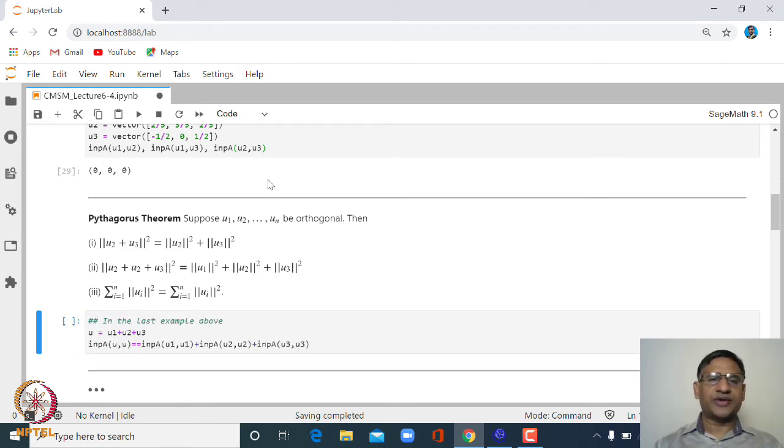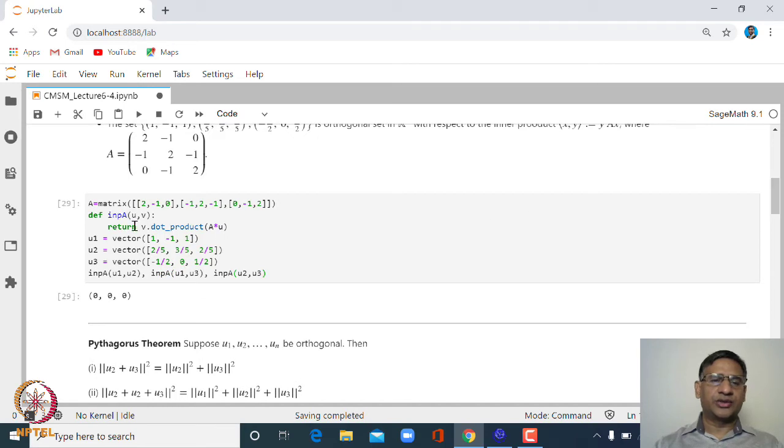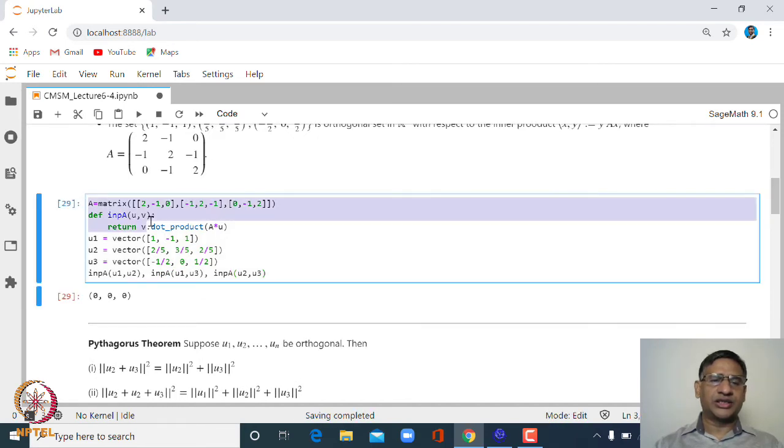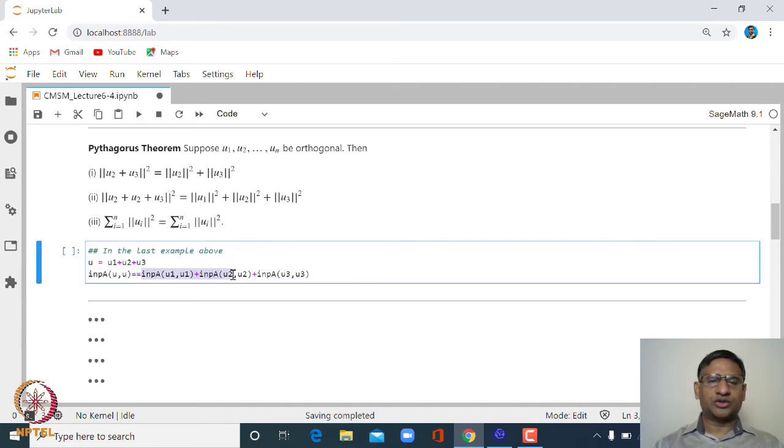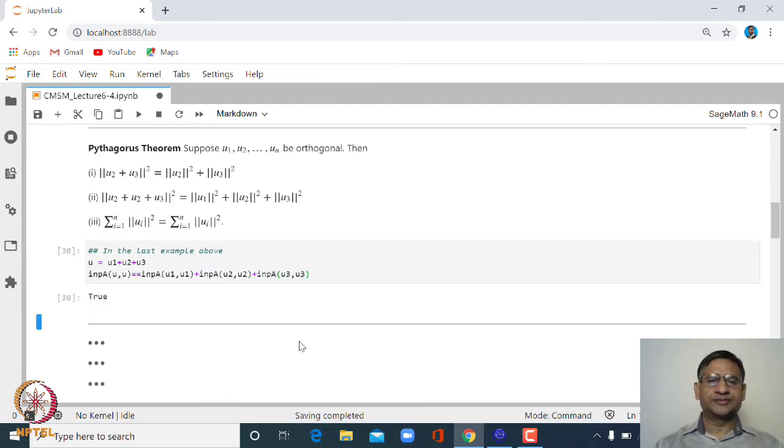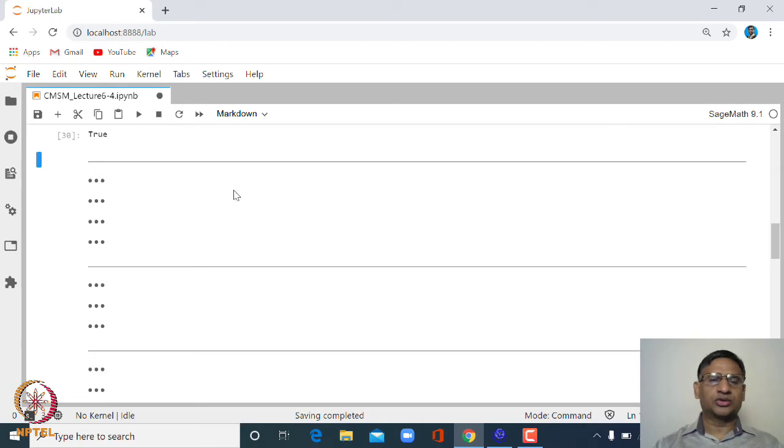So let us try to verify this Pythagoras theorem for the above example, where you have u1, u2, u3 in R3, and this is the inner product. So let us define u to be u1 plus u2 plus u3, and check whether the norm of u square is equal to norm of u1 square plus norm of u2 square plus norm of u3 square. You should get the answer true, and that is correct. So we have verified this for 3 vectors, but you can generalize this to any finitely many orthogonal set of vectors.